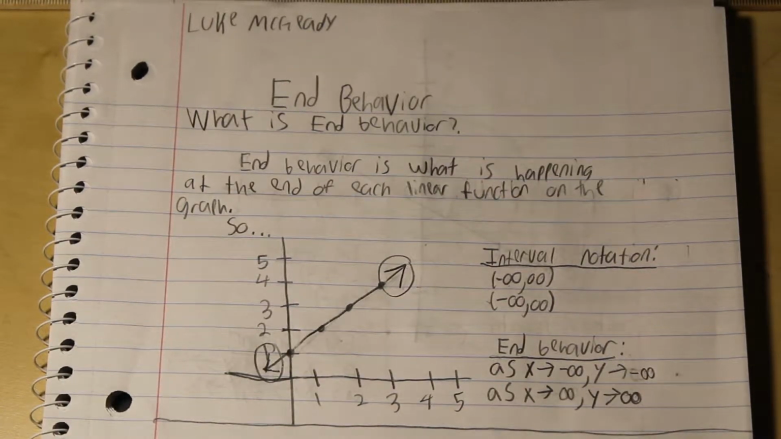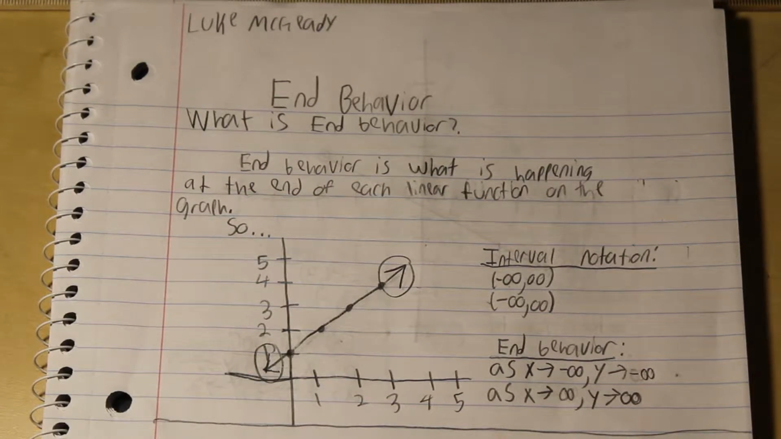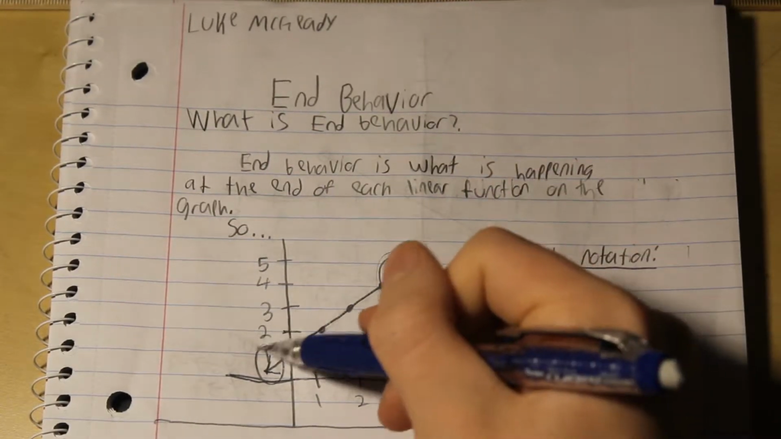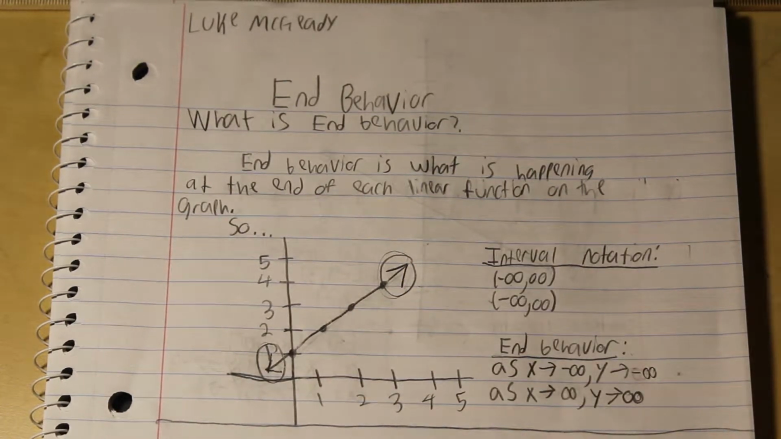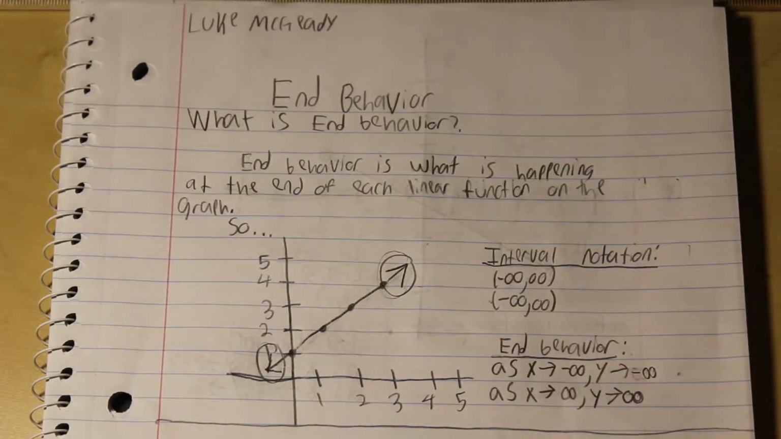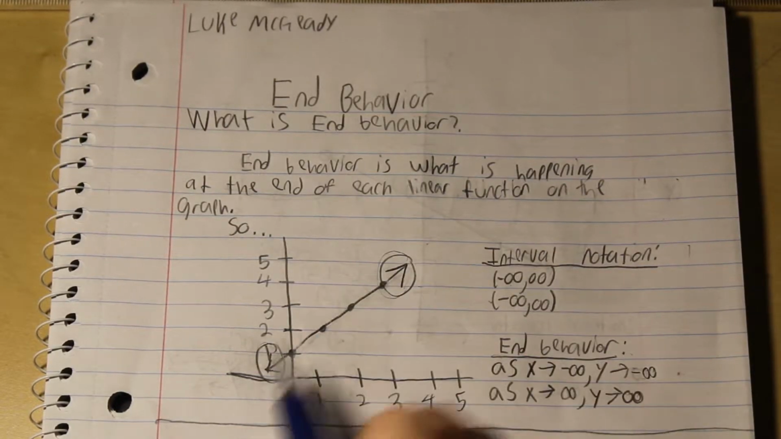End behavior. End behavior is what is happening at the end of each linear function on the graph. So on this graph, the end behavior would be happening right here and right here. So to solve for the end behavior, we have to find the domain and the range. To solve the domain on this, you would just look at the end of the line.